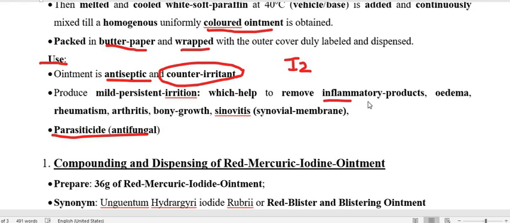where there is inflammatory product present because of the inflammation, where the edema is present because of inflammation, then the rheumatism, that is the joint pain, arthritis, then the bony growth because of the inflammation, then the inflammation of the synovial membrane. So in these places we have to apply the iodine ointment to cure the irritation, because the iodine is going to produce mild persistent irritation, and therefore it will help to remove the edema, the joint pain, the rheumatism, the synovitis, and also act as a parasiticide or antifungal.